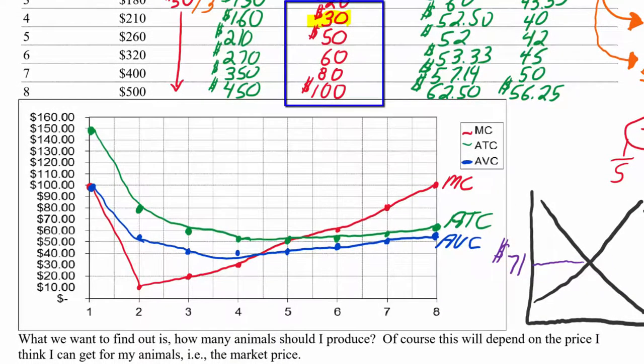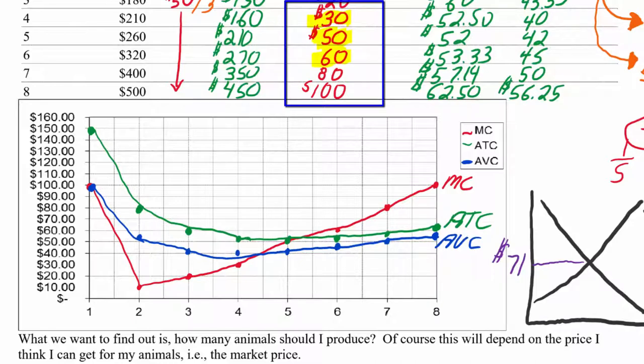What about the fifth one? Well, the fifth one costs 50. We can sell it for 71. Yes. The sixth one would cost us $60. If we can sell it for 71, yes. What about the seventh one? It'll cost us 80, and we could turn around and sell it for $71. No, we don't want to do that.